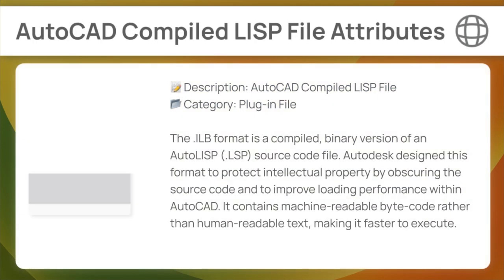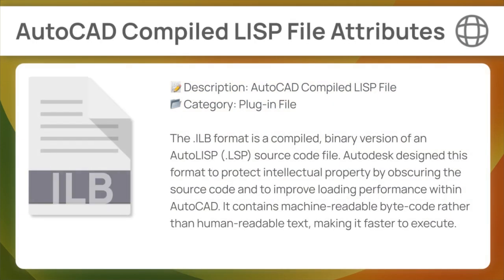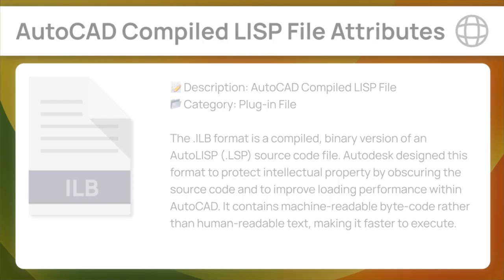The ILB format is a compiled binary version of an AutoLISP LSP source code file. Autodesk designed this format to protect intellectual property by obscuring the source code and to improve loading performance within AutoCAD. It contains machine-readable byte-code rather than human-readable text, making it faster to execute.